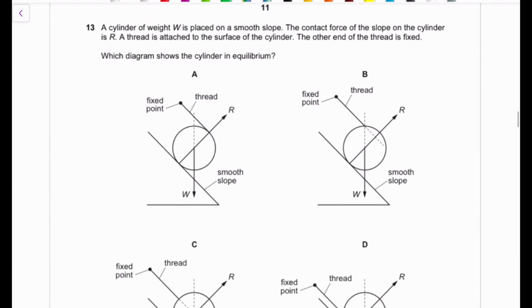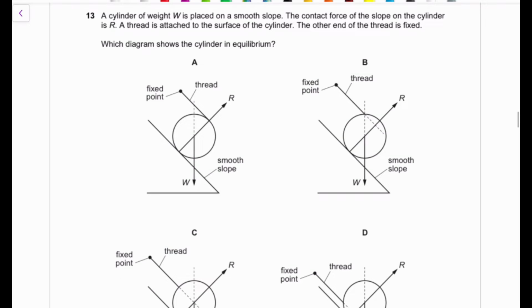Very important. Okay, question 13, we've been given a cylinder of weight W that is on a smooth slope. Remember, the word smooth means there is no friction. Exactly. So the contact force of the slope on the cylinder is R, okay, and we have a thread which is attached to the surface of the cylinder, and the other end of the thread is fixed. Okay, so which diagram shows the cylinder in its equilibrium position?